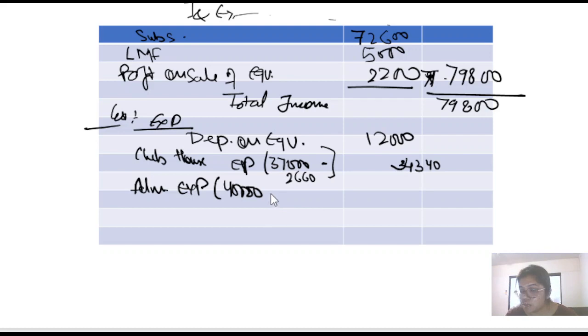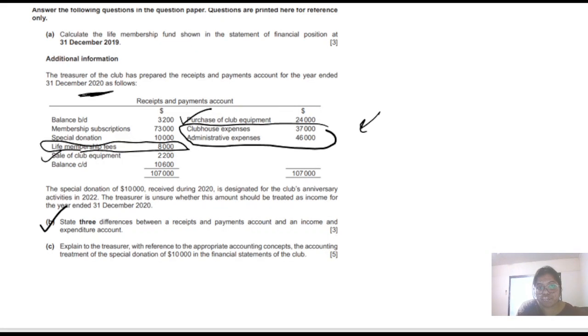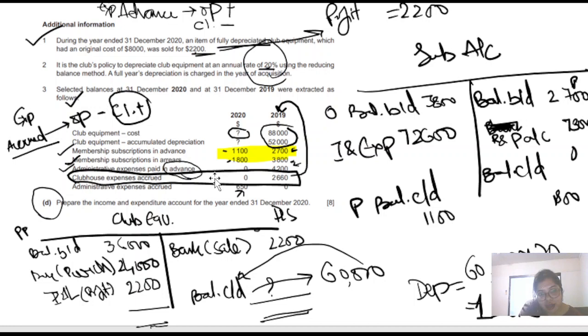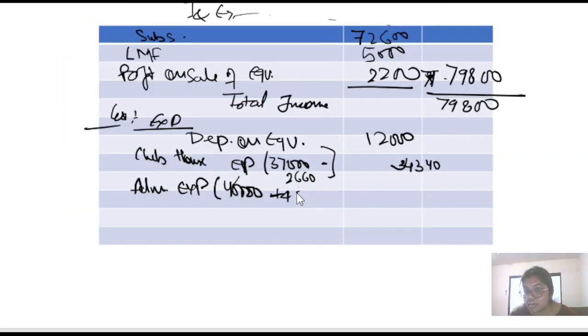So in 40,000 we have to deduct, administrative expenses 46,000. Okay, and owing administrative expense paid in advance, administrative expense accrued. So this is your accrued closing, this value we are going to add, and this is your advance opening. So this also we have to add. So what we have to do, we have to add both the figures, 4,200 as well as the other value, that is 650. Then 50,850 is our final expense.